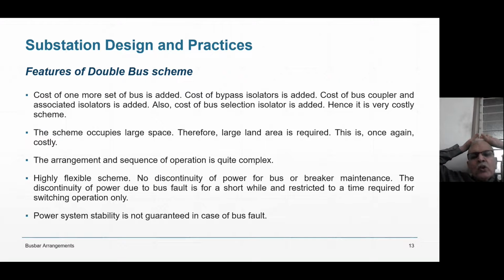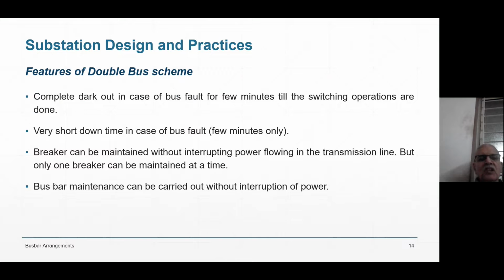No discontinuity of power for bus or breaker maintenance. And there is a little while discontinuity of power when there is bus fault, 3 or 4 minutes. Within 3 or 4 minutes, power system instability can occur. So that disadvantage is there. But if it does not occur, then just by some changes you can take the power to only single bus. Power system stability is not guaranteed. That is certainly there.